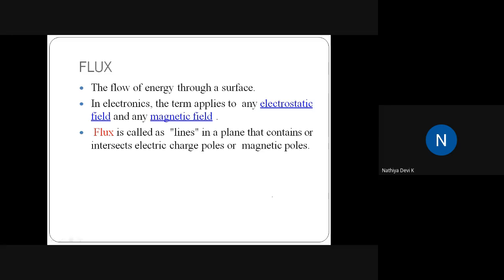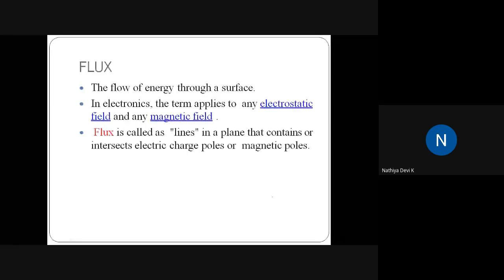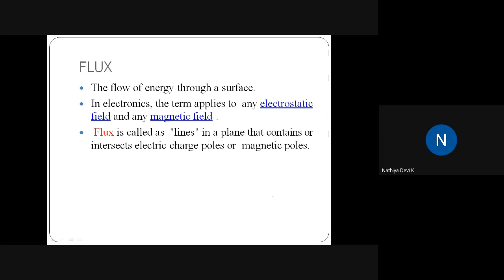Next topic is divergence. Before going to discuss divergence, we have to know what is meant by flux. Flux is nothing but the flow of energy through a surface. That energy may be due to an electric field or a magnetic field. Flux is also called lines.